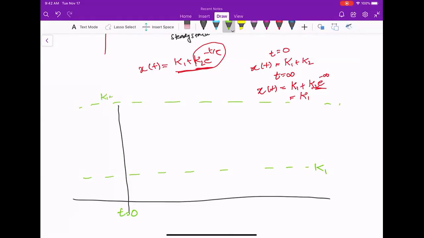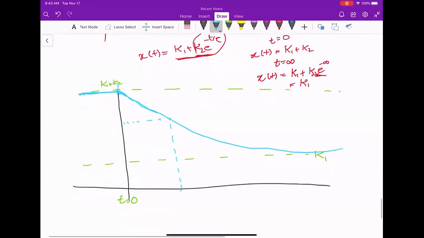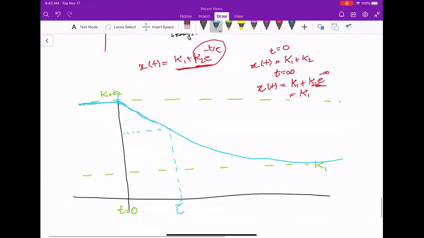And this is k1 plus k2. So my graph will start from here, k1 plus k2, and it will be a decaying exponential, but the values are different because we are just taking the whole thing now. So it reaches k1, and again, its value should drop 63% at one tau.